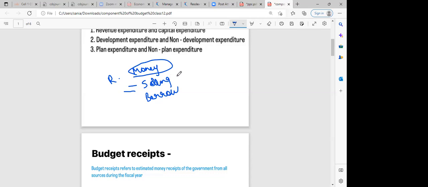Selling means, for example, you had an asset. Asset is the word ASSET. I already told you, asset means basically the product, the thing. If you are getting money by selling it, what will happen? Earlier you had two cars, now there will be a reduction in your asset. Now you have only one car. If you borrow money from someone, you have to pay them back with interest. So one is asset and one is liability.